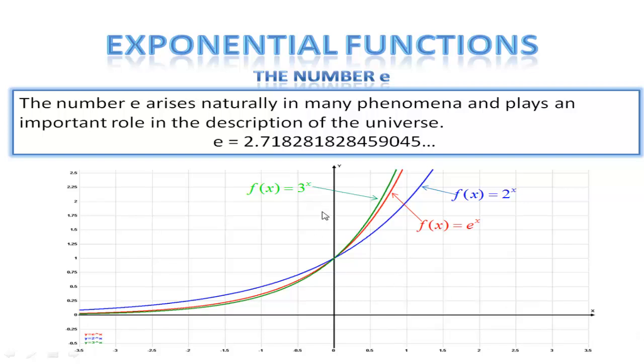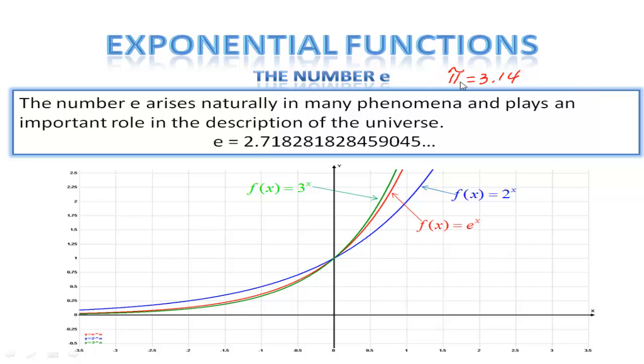Now we're going to talk about the number e. The number e is a constant. It's an irrational number. It's very much like the irrational number pi. You know that pi is equal to 3.14 and never ending. This is a non-terminating, non-repeating decimal number. That's why we call it irrational.